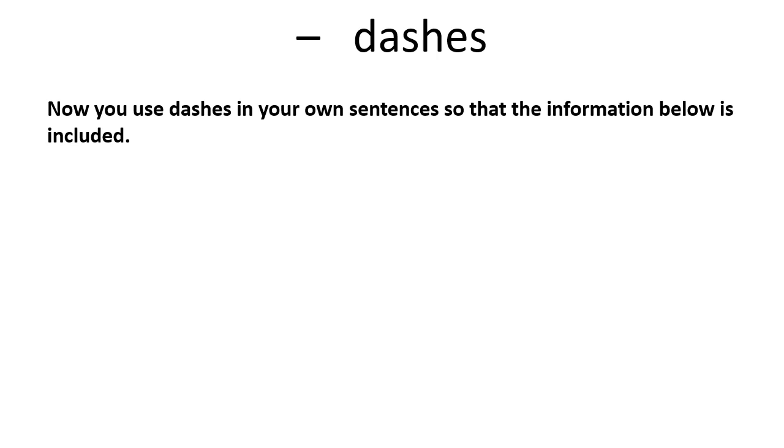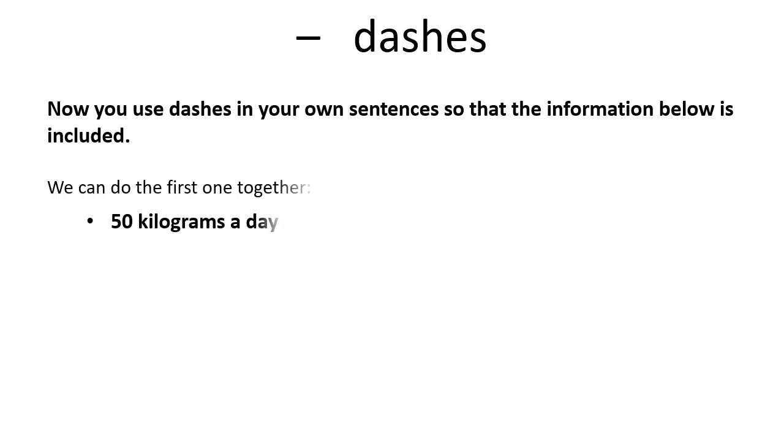Now, you use dashes in your own sentences so that the information below is included. Okay? We want to add 50 kilograms a day to a sentence. So it is shocking, surprising, or very important. Let's do this together. 50 kilograms a day. What could be 50 kilograms a day?